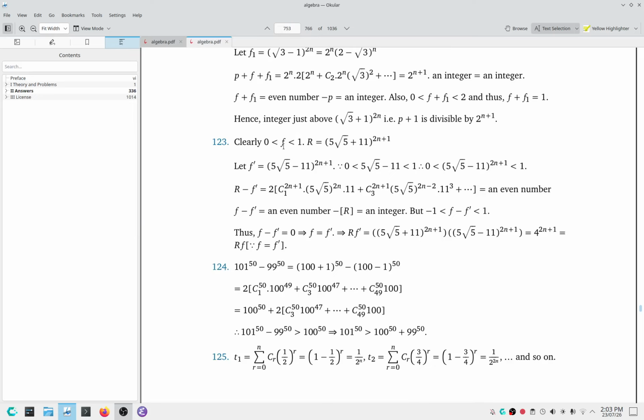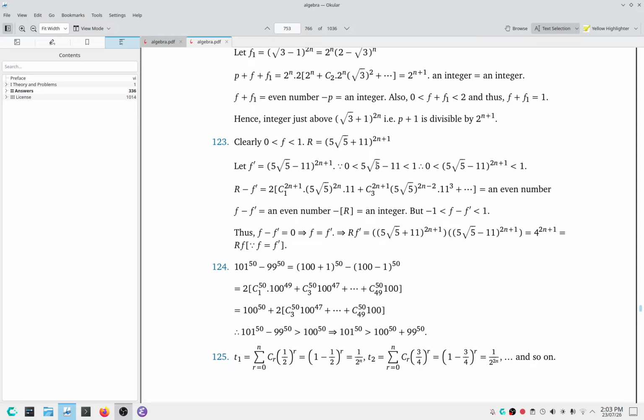Clearly f will lie between 0 and 1, and R is given as (5 root 5 plus 11) to the power 2n plus 1. Now we take f dash as (5 root 5 minus 11) to the power 2n plus 1. Now clearly 5 root 5 minus 11 lies between 0 and 1. How this lies between 0 and 1 is, you multiply it with 5 root 5 plus 11.